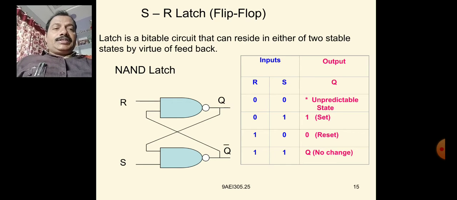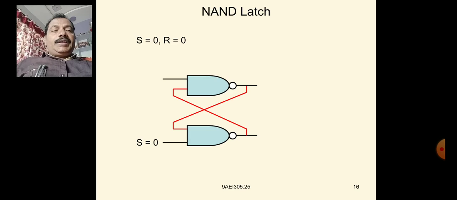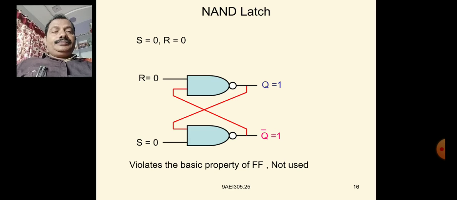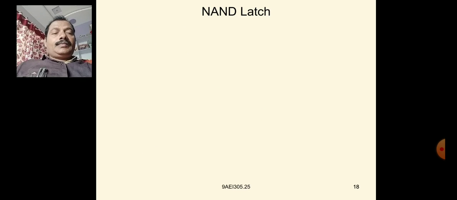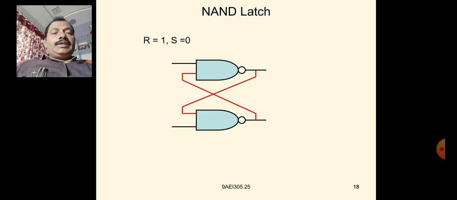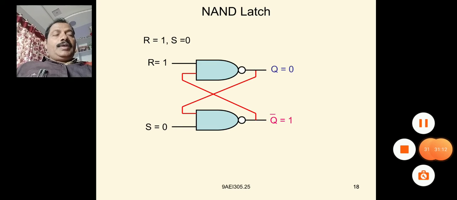So this is the SR latch with NAND gates. So this is the explanation. Already I have explained in detail. For R equals 0, S equals 1, the latch will set to 1. When R equals 1, S equals 0, the flip flop is reset.